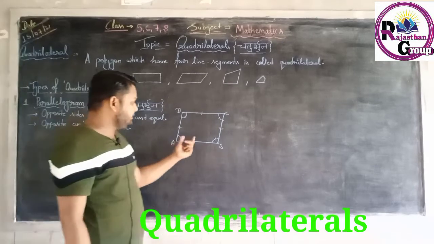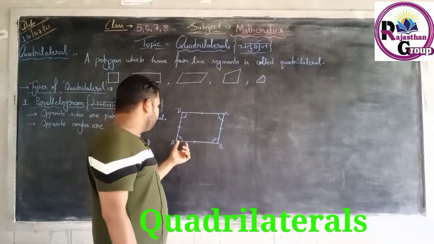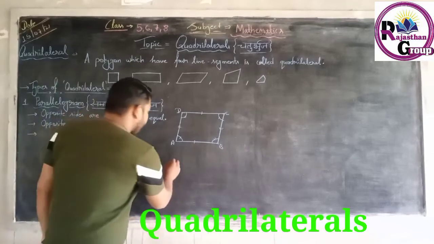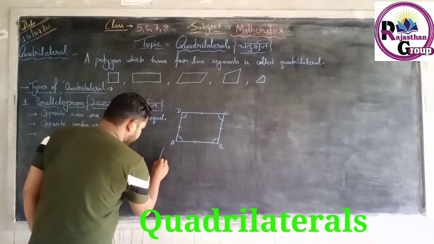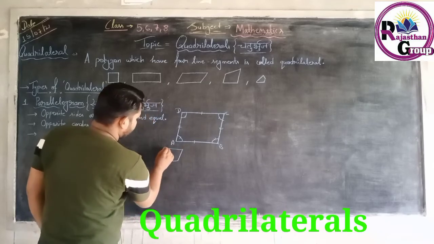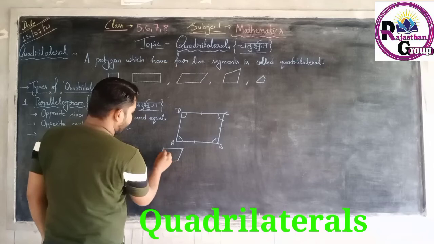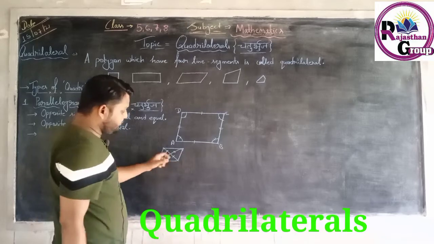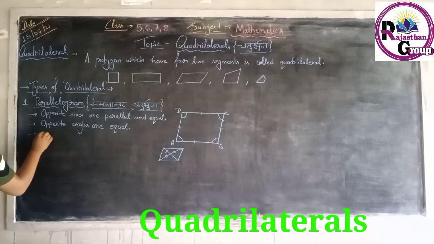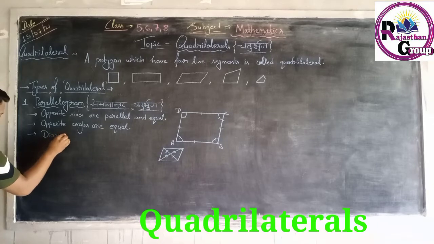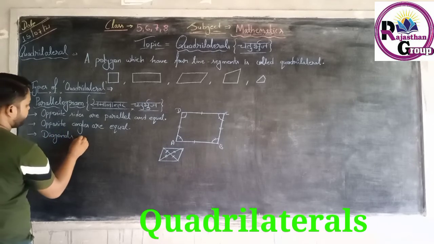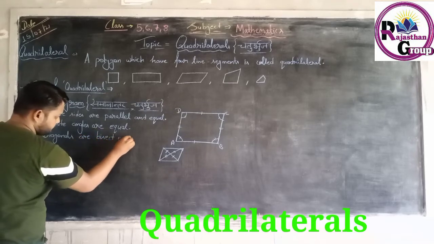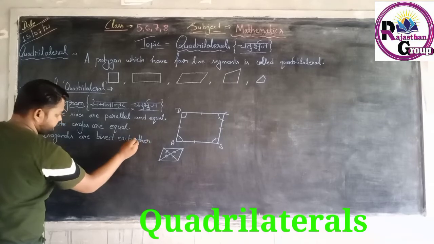Next property of a parallelogram is that the diagonals of a parallelogram bisect each other, which means they intersect each other at the midpoint. Diagonals bisect each other. Okay.